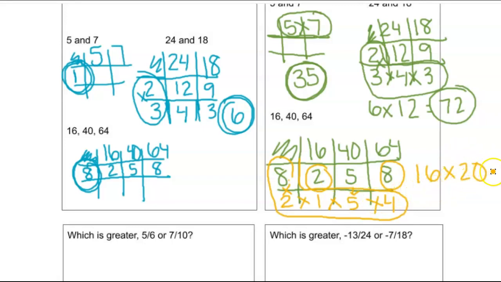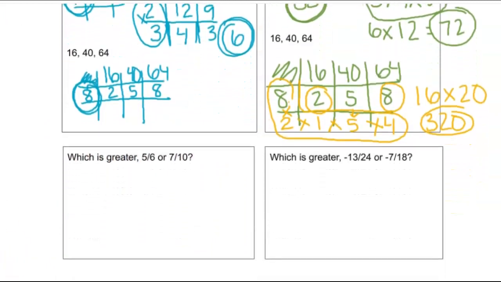16 times 2, I know this says 20, but 16 times 2, we get 32, and then we just bring our 0 down just like that. And so that's our answer up there. Now, we are going to take what we learned and transfer it down to the bottom to actual problems. Okay, so let's look down here.